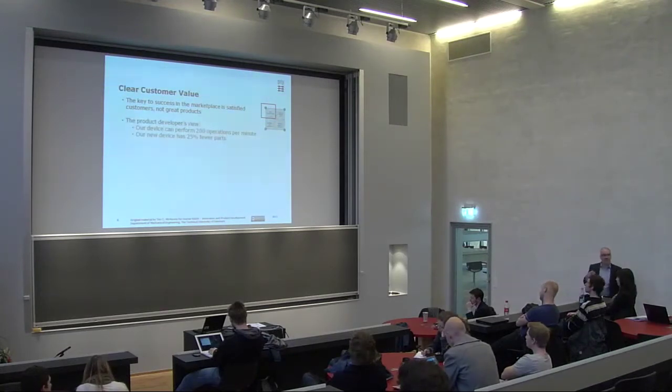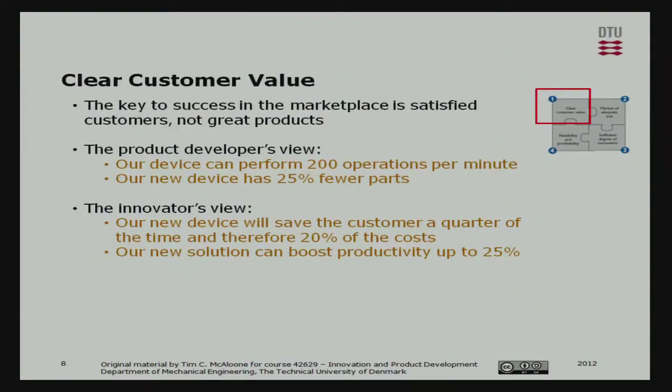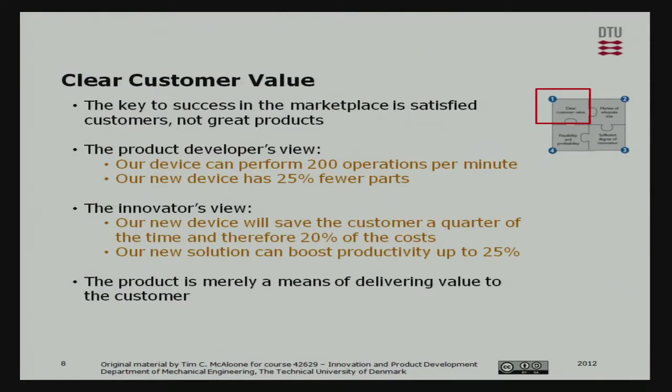So traditionally, the product developer's view could be, our device can perform 200 operations per minute, or our new device has 25% fewer parts. This is not going to sell a business. The innovator's view on the same product could be, our new device will save the customer a quarter of the time and therefore 20% of the costs. Or our new solution can boost productivity up to 25%. These are the types of things we're looking for, and this is the customer value that we need to describe in the business plan. So the product is merely a means of providing customer value.